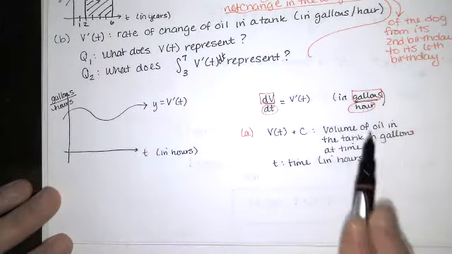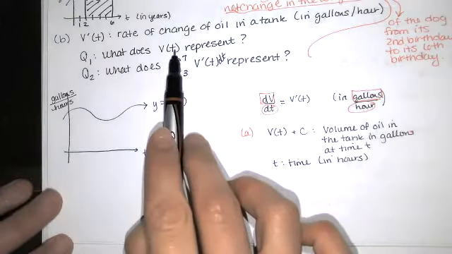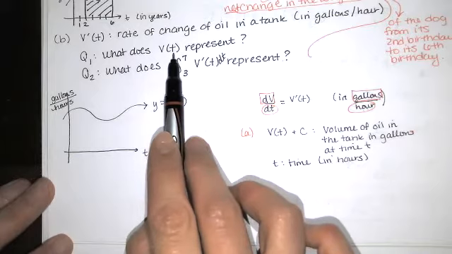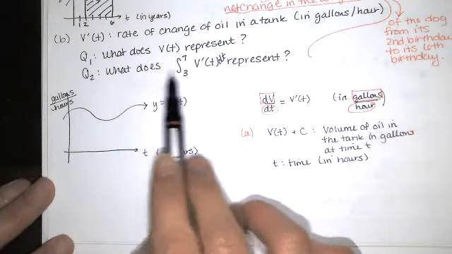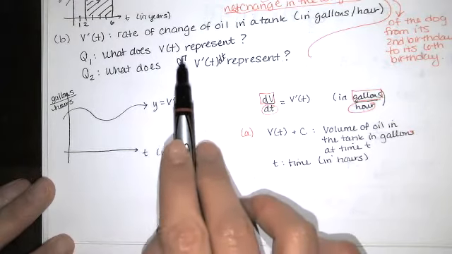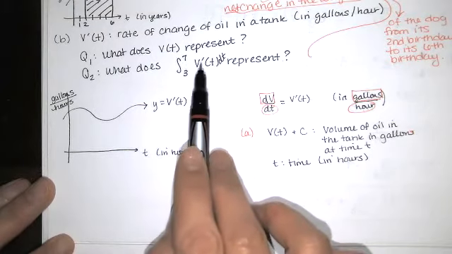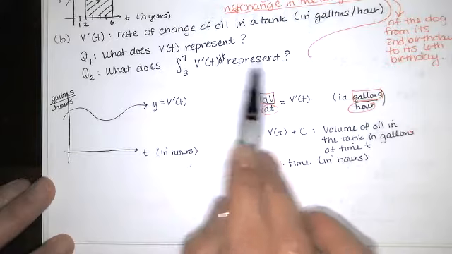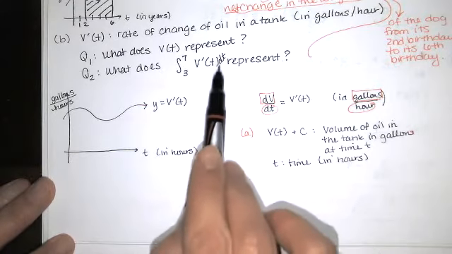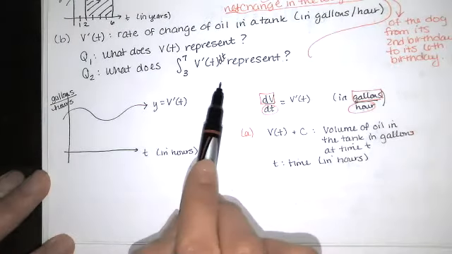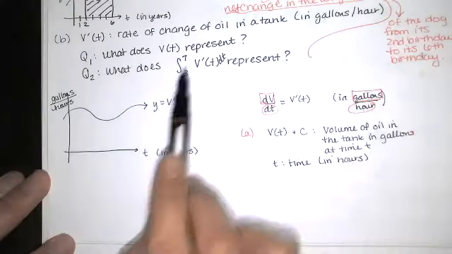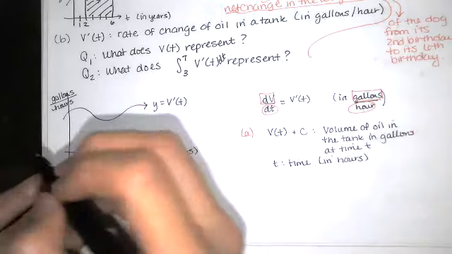What does V of T represent? Volume of oil in the tank at time T, where T is measured in hours. And this part says, what does the integral from 3 to 7 of V prime of T dt represent? I initially forgot my dt. You always need a dt there. Always need that differential for this to make sense. Well, that's going to represent this.